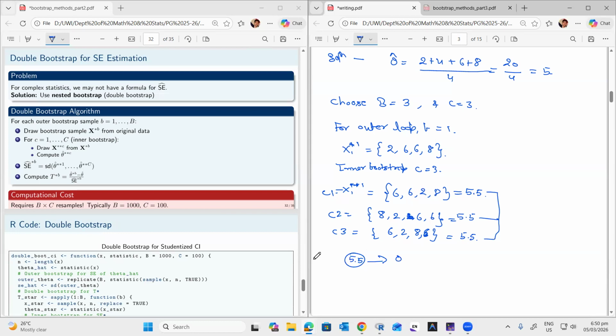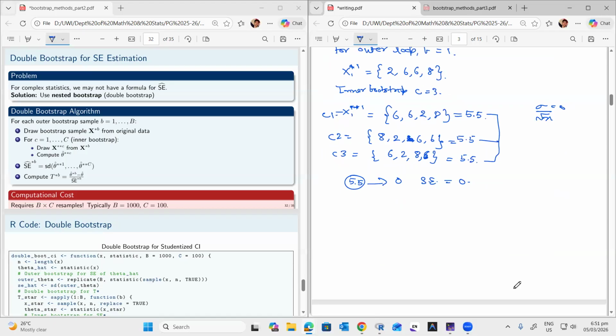Variance should be 0. If variance is 0, so what will be the standard error? The formula of standard error for the mean is sigma upon under the root n. When sigma is 0, the standard error will be 0. Right?